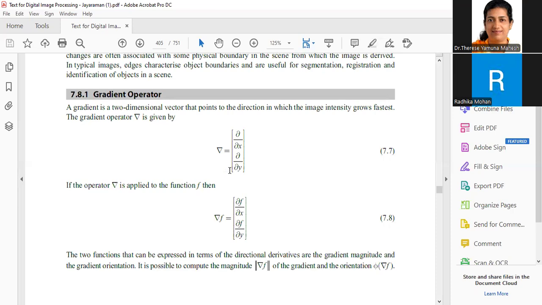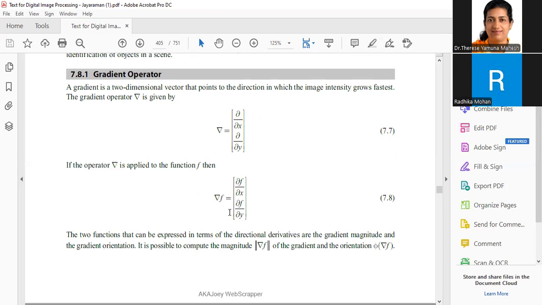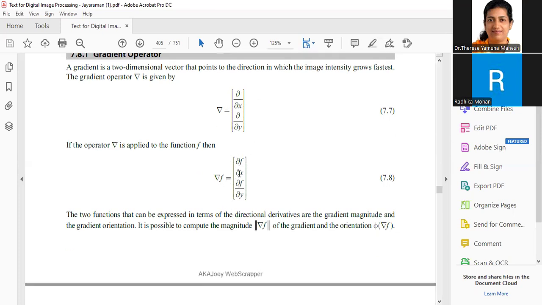First we'll see the single derivative operator. We also call it a gradient operator, by the symbol del, dou by dou x, dou by dou y. For a two-coordinate image, you have two operators, dou by dou x and dou by dou y, and you can apply a function to these operators: dou f by dou x, dou f by dou y.